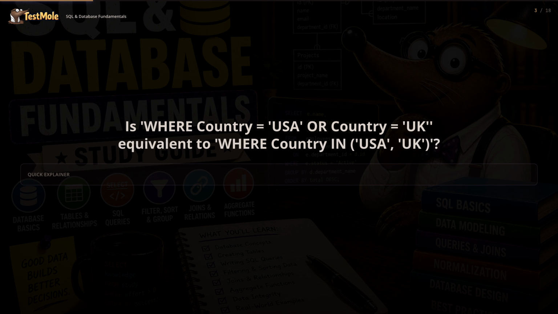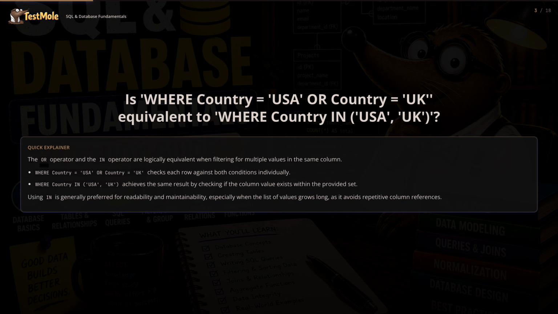Is WHERE country = 'USA' OR country = 'UK' equivalent to WHERE country IN ('USA', 'UK')? The OR operator and the IN operator are logically equivalent when filtering for multiple values in the same column. WHERE country = 'USA' OR country = 'UK' checks each row against both conditions individually. WHERE country IN ('USA', 'UK') achieves the same result by checking if the column value exists within the provided set.